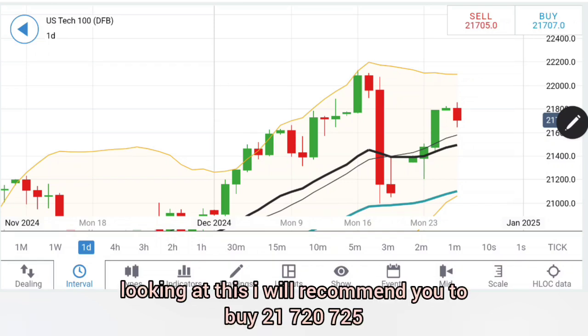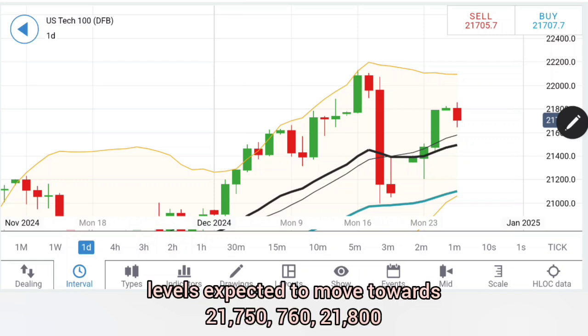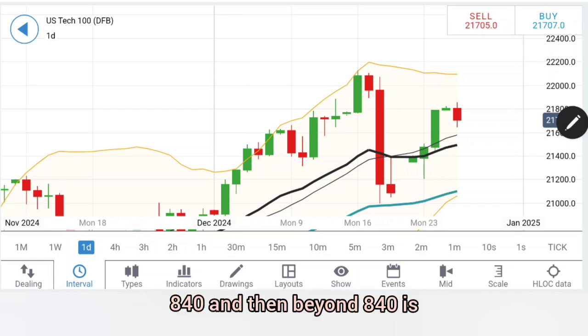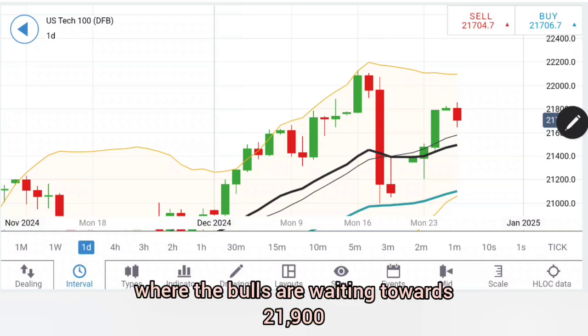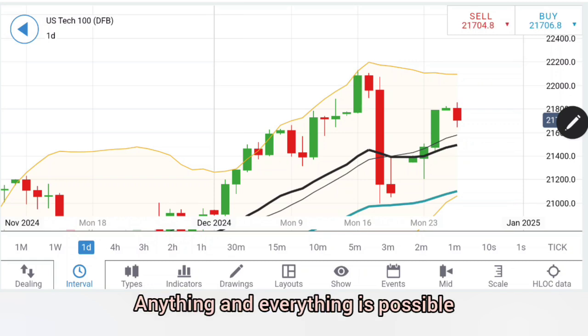So looking at this, I will recommend you to buy 21,720, 725 levels, expected to move towards 21,750, 760, 21,800, 840, and then beyond 840 is where the bulls are waiting towards 21,900, 920 and 21,970. 22,000 is also possible. Anything and everything is possible.